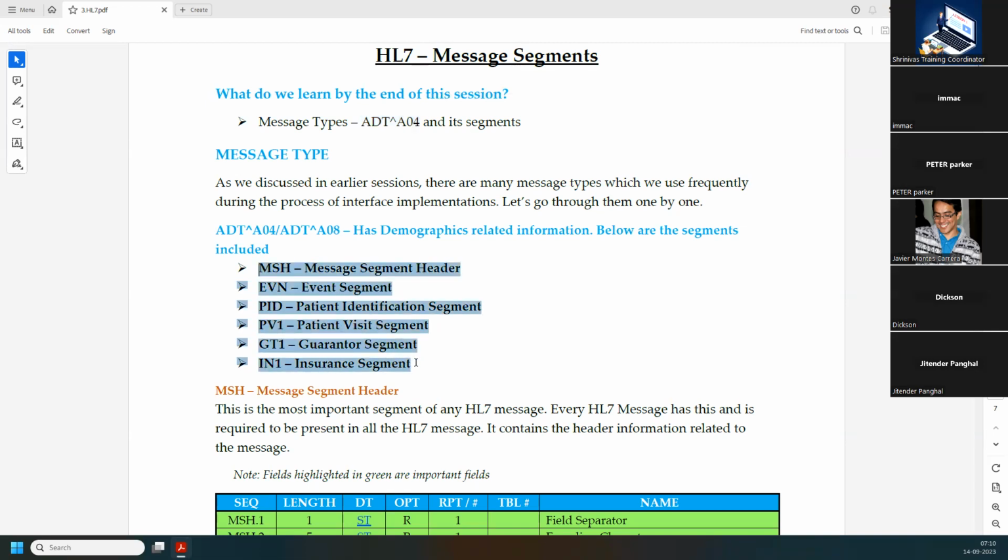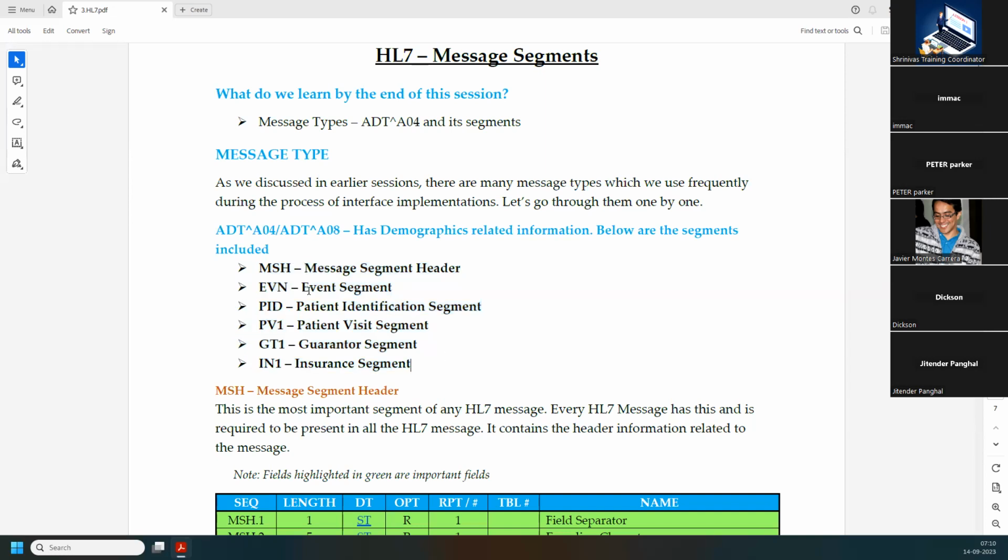Whatever you are seeing here as the structure is a generic structure. It's not the standard structure released by HL7. If you look at the actual HL7 message structure for ADTA04, there will be many more segments apart from what you're seeing here. But what we are going to see is a very generic structure that we use in industry. HL7 releases a very common structure that can be used by anyone. What people do is grab that and create their own structure with fewer segments, because all segments are not necessary.